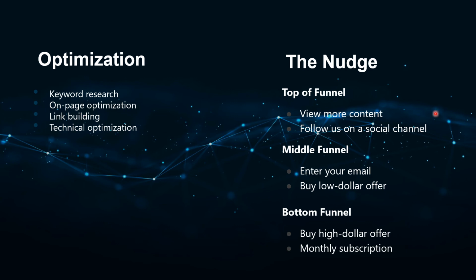And then finally, your nudge. If the content is at the top of the funnel, then your nudge will be view more content and follow us on social media. If it's in the middle of the funnel, then your nudge might be enter your email so that you can subscribe, or it can be a low dollar offer. Now again, going back to your SaaS marketing example, you can even offer a free trial. That can be your middle of the funnel offer. And then the bottom of the funnel nudge: subscribe to your paid version, again a monthly subscription.